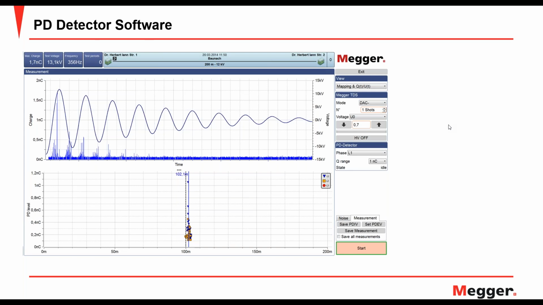You can see lines 1 or phase 1 and 2 indicated by the blue triangle and the yellow or orange square respectively. The localization shows that the partial discharge activity is taking place at that splice, which is indicated by the dotted line at that 100-meter mark. So again, this shows that we can not only determine if we have PD activity, but also localize it to where in the cable we are actually seeing that.